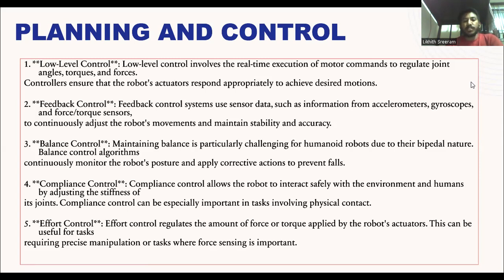Balance control. Maintaining balance is particularly challenging for humanoid robots due to their bipedal nature. Balance control algorithms continuously monitor the robot's posture and apply corrective actions to prevent falls. If we check the previous planning topic, the balance control matches the same characteristics. Compliance control allows the robot to interact safely with the environment and humans by adjusting the stiffness of its joints. Compliance control is especially important in tasks involving physical contact.